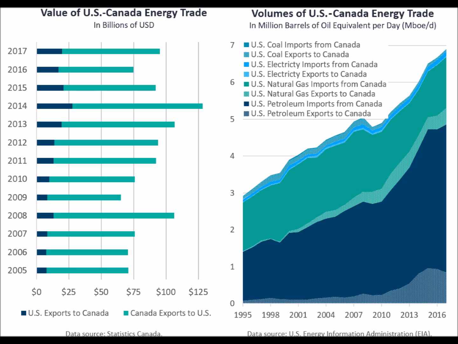The right graph illustrates the volumes of U.S.-Canada energy trade in million barrels of oil equivalent per day, BOE/D. This graph uses a stacked area chart to depict the volumes of various energy commodities traded. The legend lists U.S. coal imports and exports, U.S. electricity imports and exports, U.S. natural gas imports and exports, and U.S. petroleum imports and exports. Each commodity is represented by a different color, allowing for a visual breakdown of the composition of the trade volume. The graph shows a significant increase in overall trade volume over time, with notable growth in petroleum and natural gas trade.